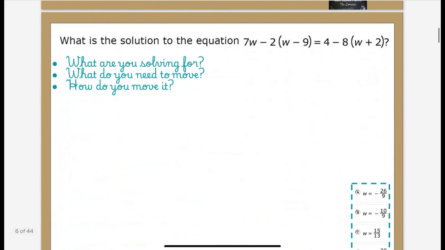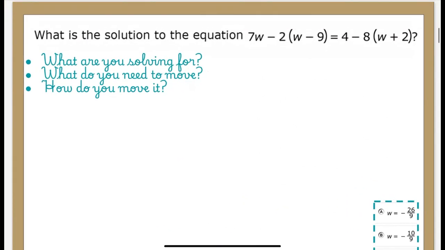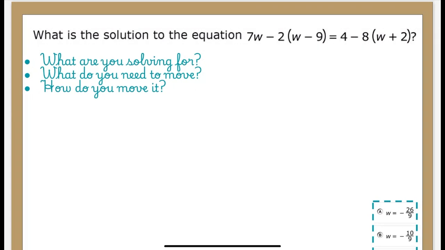Let's try a problem. This is a problem that takes several steps, but we're going to use the questions to kind of guide us through. What are we trying to solve for? We are trying to solve for the variable w. Before I do that, I'm going to have to simplify pieces before I determine what I need to move and how I move that. So I'm going to distribute through by my -2 here, and distribute on the right-hand side by my -8.